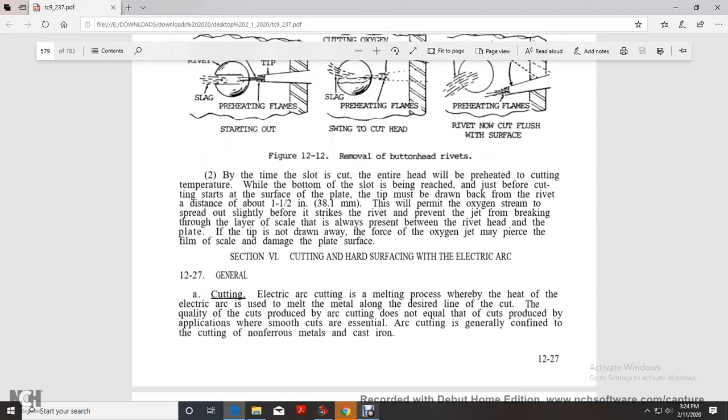Alright, by the time the slot is cut, the entire rivet head is preheated to the cutting temperature, with the bottom of the slot being heated just before reaching the cutting temperature. Cutting across the surface of the plate, the tip must be drawn back from the rivet a distance of 1/2 inch to permit the oxygen stream to spread out slightly before it strikes the rivet, to prevent the jet from breaking through the layer of scale that is always present between the rivet head and the plate. If the tip is not drawn back, the force of the oxygen may pierce the film of scale, damaging the plate surface.